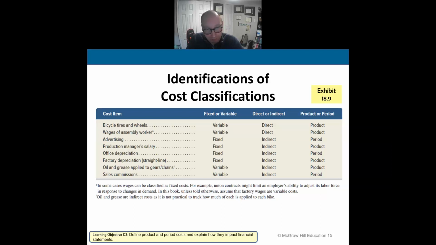Office depreciation. It's a fixed cost. Indirect. Depreciation is an expense, a period cost. Factory depreciation. That is a fixed cost. It's indirect. It's a part of the product cost. It's part of factory overhead. Yeah, it's part of product cost, part of factory overhead.